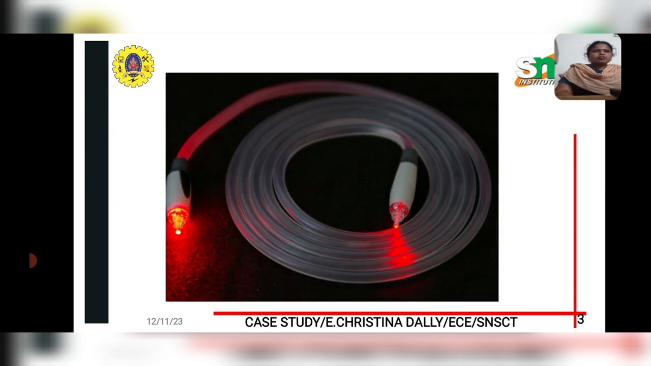Fiber optics: we know that optical fibers are long, thin strands of glass, about the diameter of a human hair. They are arranged in bundles, which are called fiber optic cables. We want to transmit light signals over long distances. So how are we going to transmit?